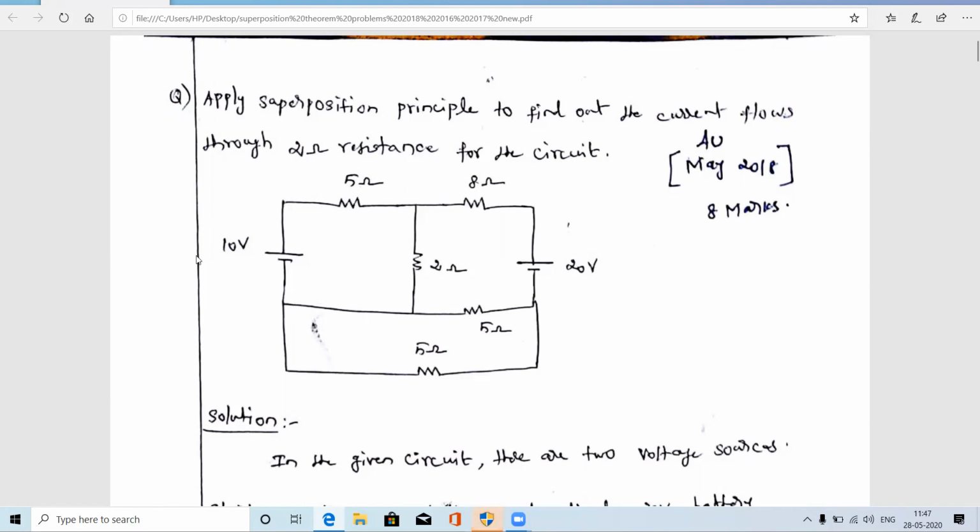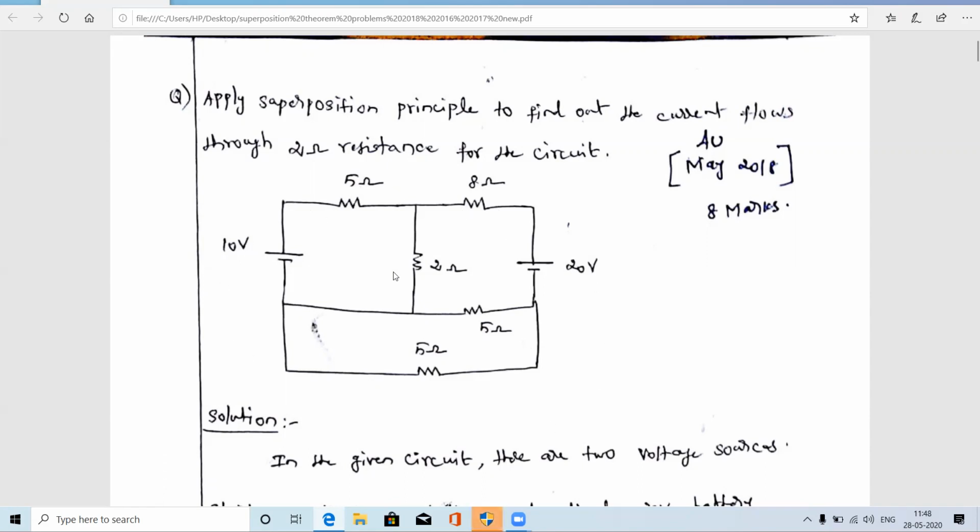Because of these two batteries, we have to find the current flowing through the 2 ohm resistor due to this battery as well as this battery. The current flowing through the 2 ohm resistor depends upon the first voltage source as well as the second voltage source. But according to the superposition principle, we are going to solve the problem. This principle is applied to a circuit having two or more voltage sources, or one voltage source and one current source, or anything. So we may apply the superposition principle to this circuit.